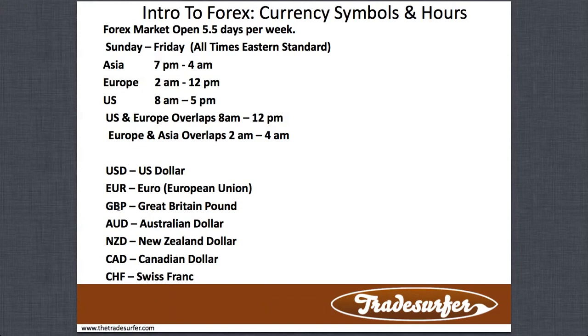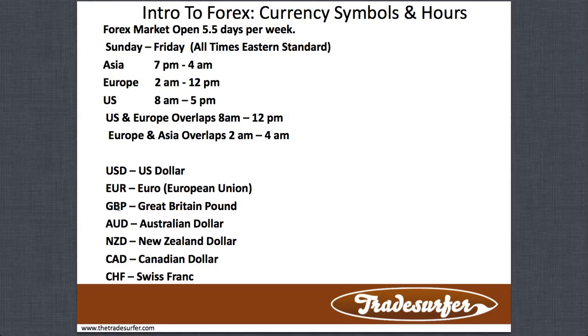So we think about Forex, and the market is open 5.5 days per week. And all of these times are going to be in Eastern Standard Time in the US. If you look at Sunday through Friday, so Sunday afternoon on the West Coast, Sunday evening on the East Coast, the Asian session opens at 7 p.m. and that actually goes till 4 a.m. Europe opens at 2 a.m. Eastern and goes to 12 p.m. noon. The U.S. opens at 8 a.m. and goes till 5 p.m.